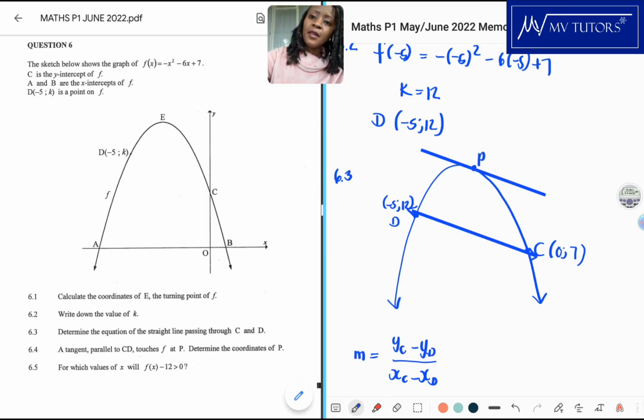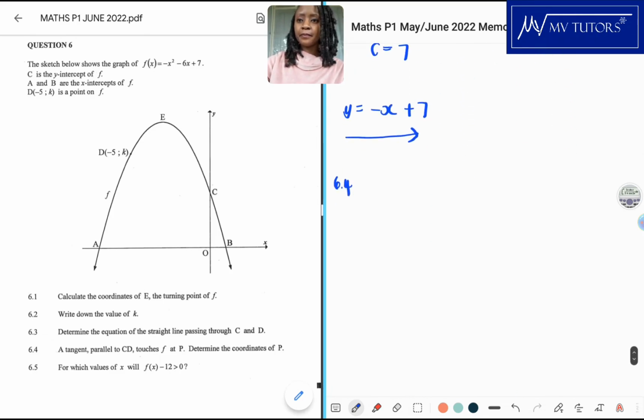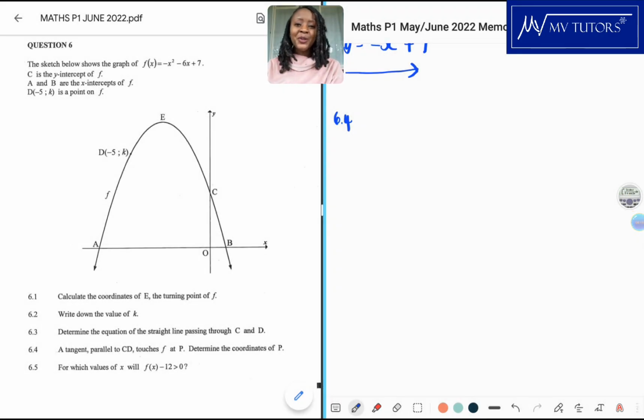And I know that the gradient at P, because it's parallel to CD, is equal. Because they're parallel, the gradients are equal, so it's also going to be -1. But they're not asking for the equation of the tangent line. They're basically asking for the coordinates of P. So how are we going to get the coordinates of P? I will use calculus again to get the coordinates of P.